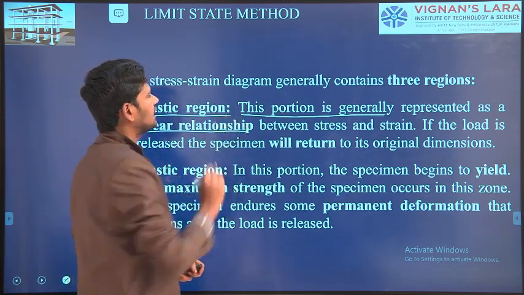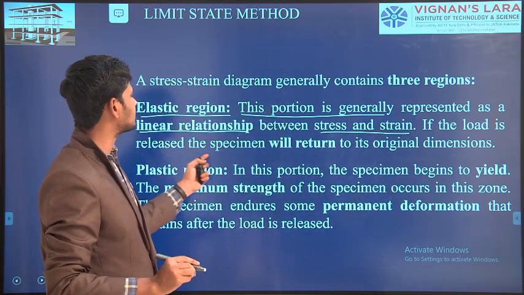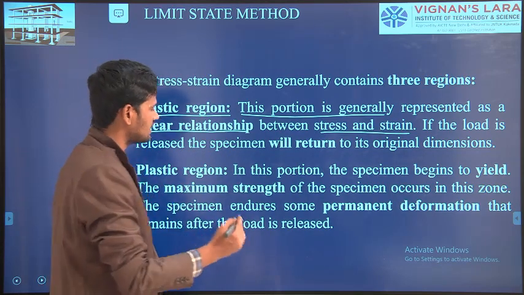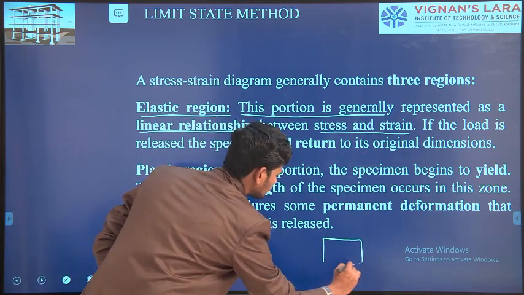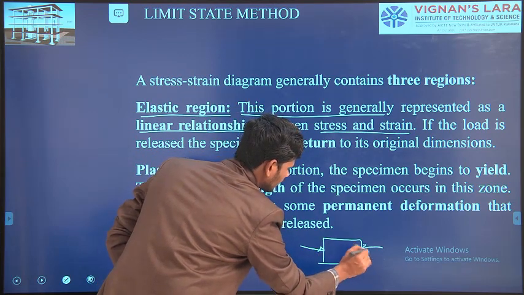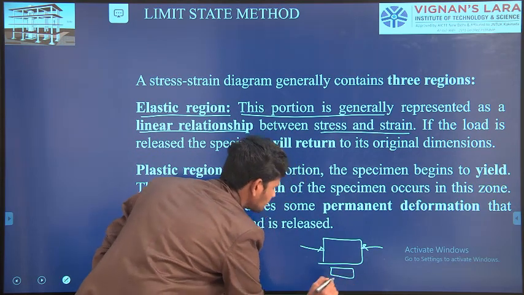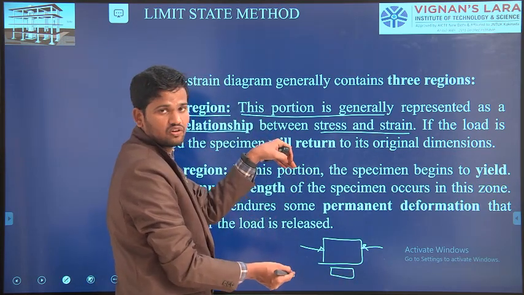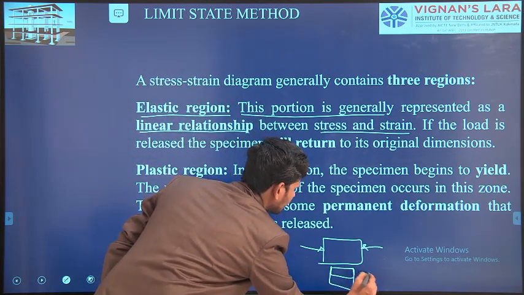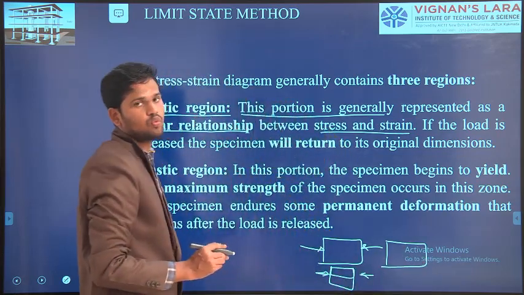It is most important: a linear relationship between stress and strain. If the load is released, this specimen will return to its original dimension, original position, or original shape. That means here I am taking some structural member, a structural bar, and I am applying some amount of load. Under this compressive force, the member may compress in this direction, in the longitudinal direction as well as the lateral direction. It may compress like this. Again, if I remove these loads, the body may regain its original position.